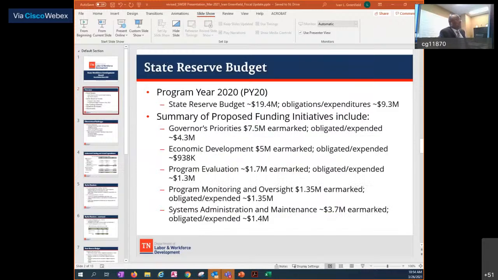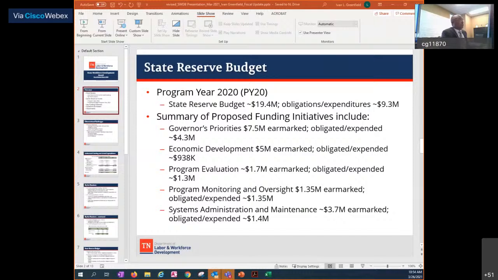So let's move to the state reserve budget. This is the item that's going to require review and approval. When we look at last year's budget, or this current year that we're in, we had budgeted 19.4. That number changed from the handout that was sent out, and that's why I'm rolling through my presentation here. But the obligations and expenditures are at 9.3, or less than half of what was budgeted.